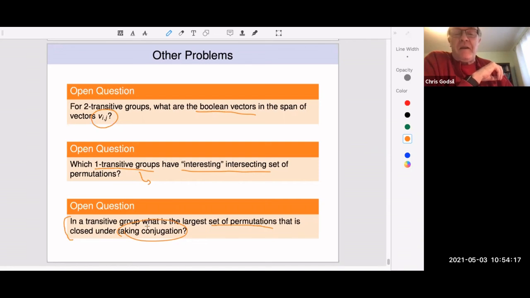Okay, well, let me start. Let's look at that open question at the bottom there. I don't understand it at all. I mean, you're asking something about a union of conjugacy classes. Okay, so I just take everything and I get the entire group. So that's not what you mean.